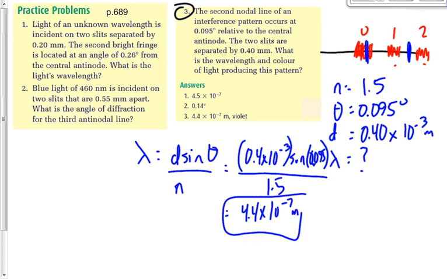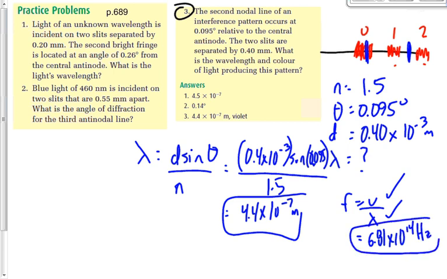Make sense? How do you determine what kind of EMR it is? Well, let's get the frequency from that. F is equal to V over lambda. V is 3 times 10 to the 8. Lambda is 4.4 times 10 to the minus 7. Does anybody have the value for the frequency there? 6.81 times 10 to the 14 hertz. All right, that's within the range of visible light, and it's clearly in the upper range of visible light.